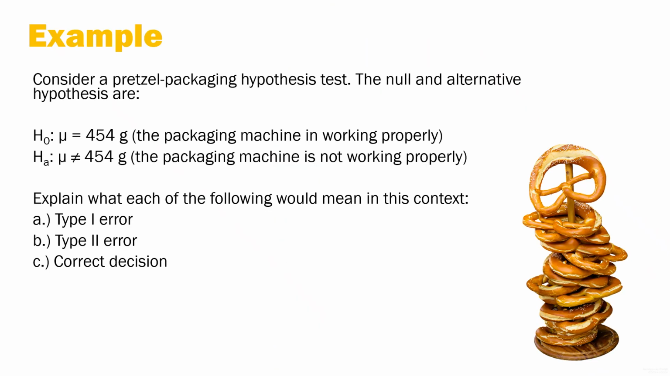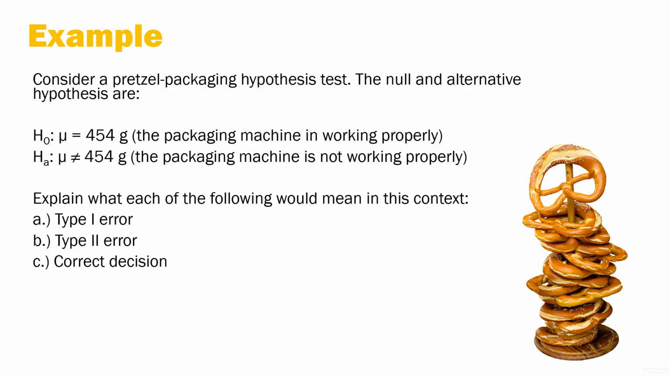Let's look at an example. Consider a pretzel packaging hypothesis test. The null and alternative hypotheses are shown below. In our null hypothesis, mu is equal to 454 grams, and that's stating that the packaging machine is working properly. Whereas your alternative hypothesis is that mu is not equal to 454 grams. That means the packaging machine is not working properly. Explain what each of the following would mean in this context. So let's go through it.